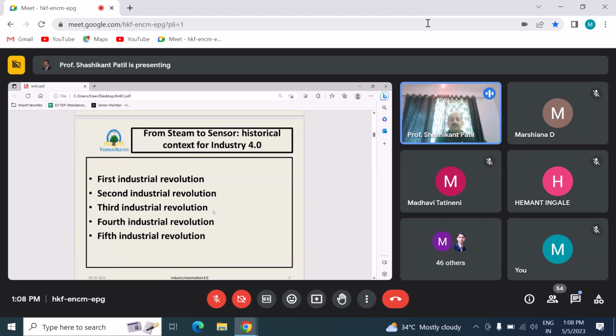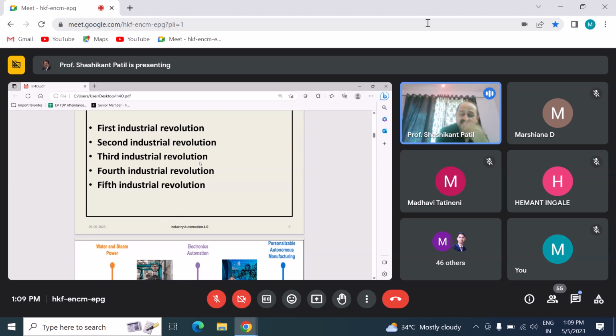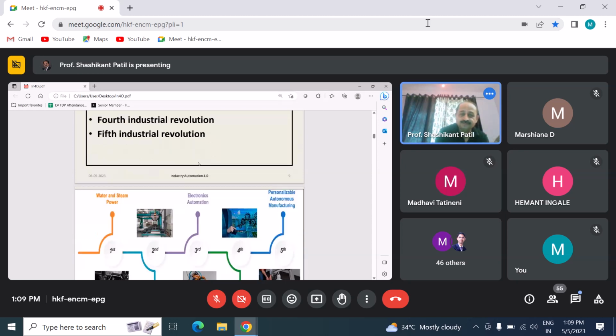If you see, so far we have five types of industrial revolution. The first industrial revolution started with steam, then second, third, fourth and fifth. Now we have sensors, and without sensors every system is handicapped nowadays. So we started with steam and now we are at the verge of using sensors, rather I will say intelligent sensors, not only smart sensors. I will come to intelligent and smart sensors in upcoming slides. So these are some of the revolutions.